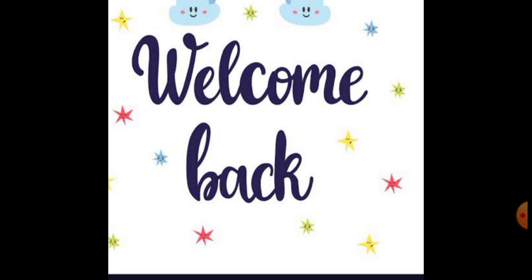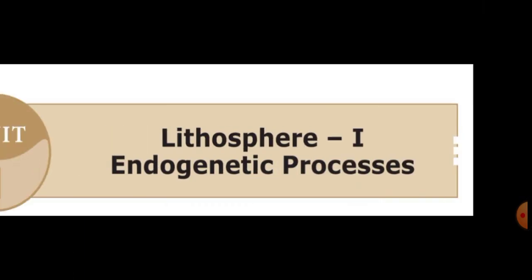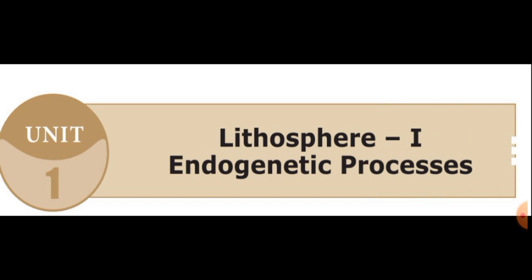Okay, students. Now we are learning the geography part. Social science has four branches, and from the four branches, now we are learning the geography part. I am teaching the geography part. In the previous class, we discussed geography lesson 1, lithosphere 1, endogenetic processes.